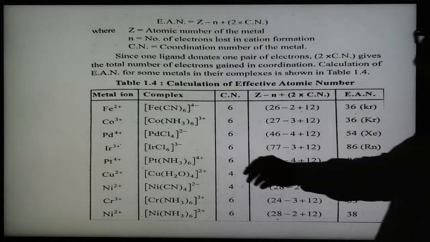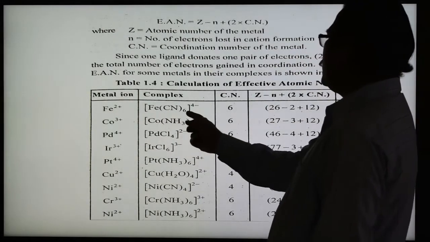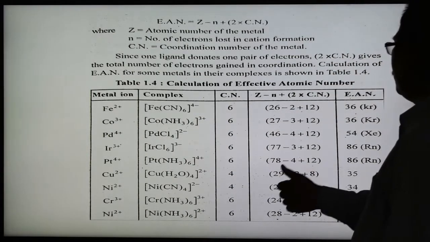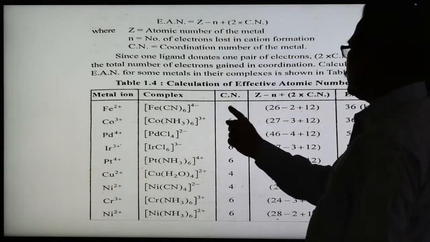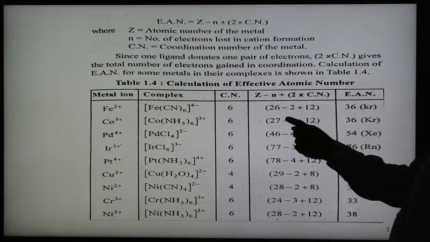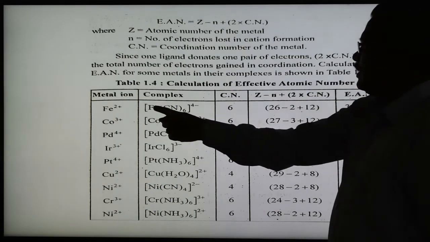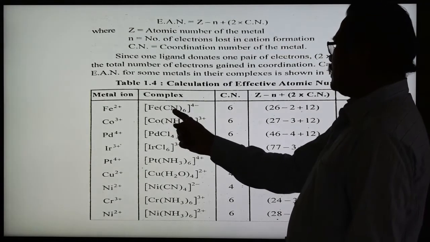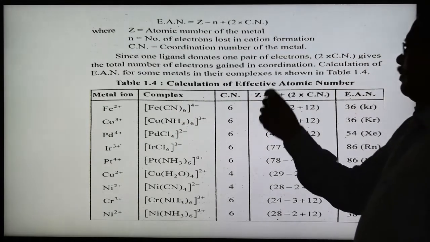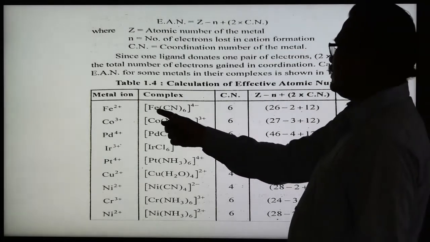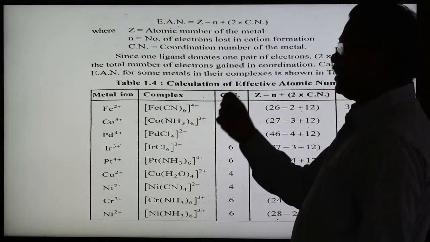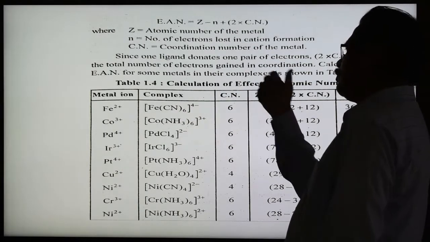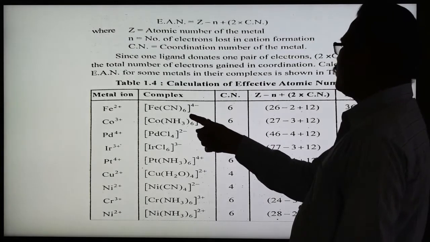For example, here the complex is Fe(CN)6 with minus 4 charge, and in this complex we have to find out the effective atomic number. The coordination number in this complex is 6, and this is the formula to calculate the EAN. The atomic number of iron is 26, minus 2, because here Fe has 2 plus charge. This we can calculate as ligand charge plus metal charge equals complex ion charge. So the metal is X, and the ligand is 6 minus, so X minus 6 equals minus 4. Moving the 6 to this side, X equals plus 6 minus 4, that is plus 2.